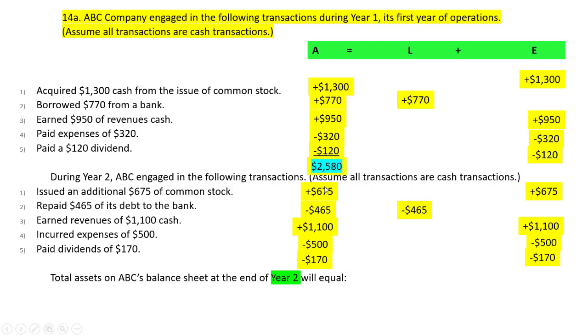And so when you combine all these pieces in year two with year one's balance, you get an ending asset total of $3,220.